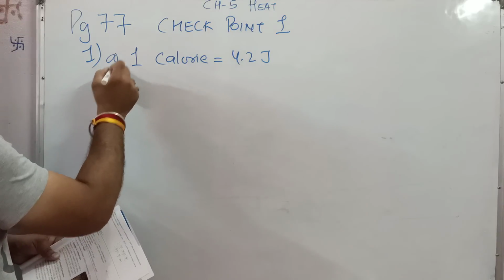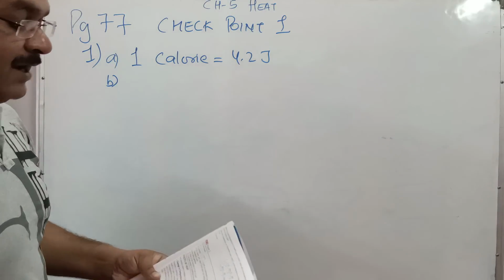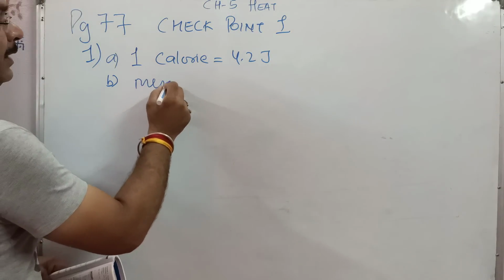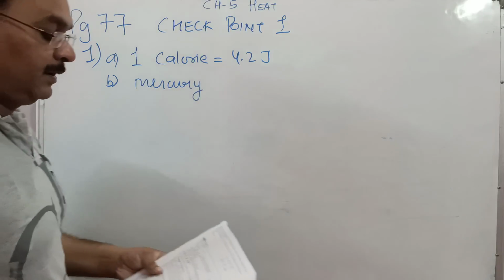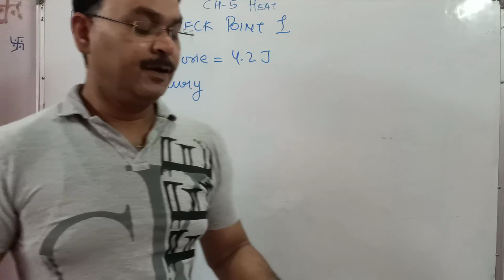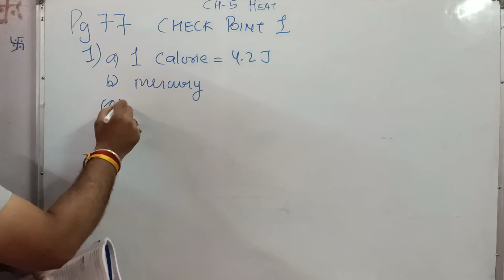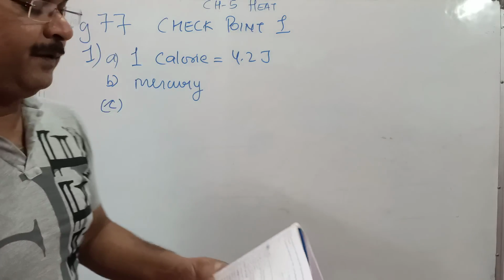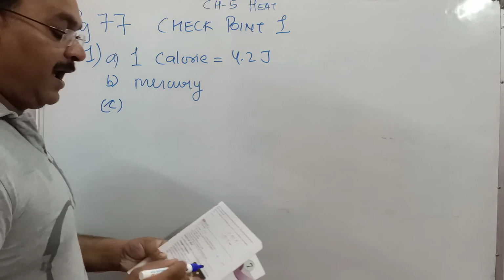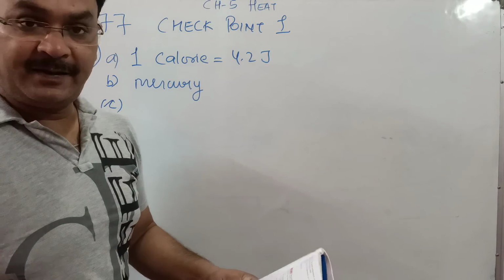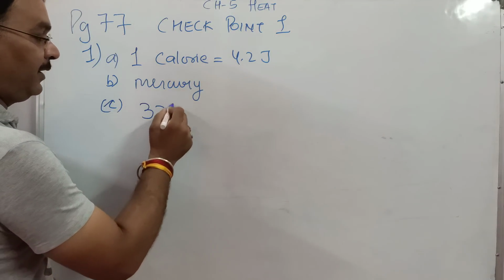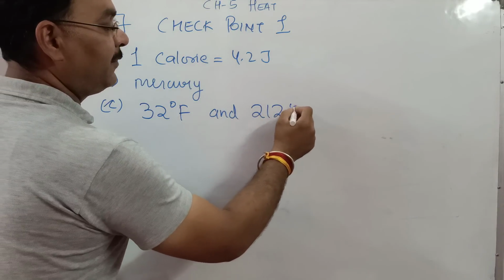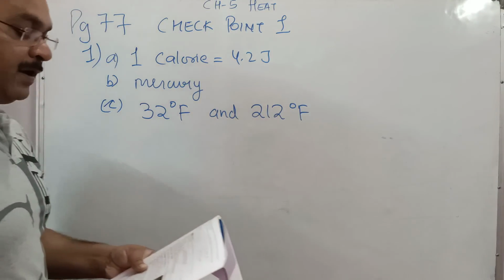B part. Generally dash is used as a thermometric liquid. Generally mercury is used as a thermometric liquid. C part. The lower and upper fixed points are respectively dash and dash on the Fahrenheit scale. That is, the lower fixed point is 32 degrees Fahrenheit and the upper fixed point is 212 degrees Fahrenheit on the Fahrenheit scale.